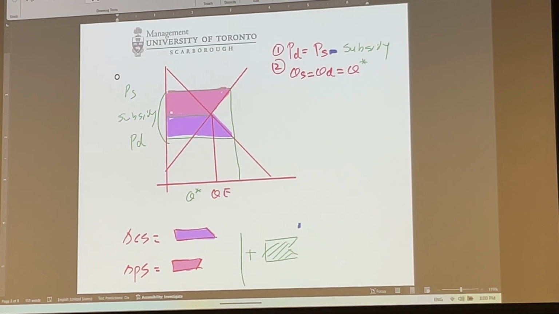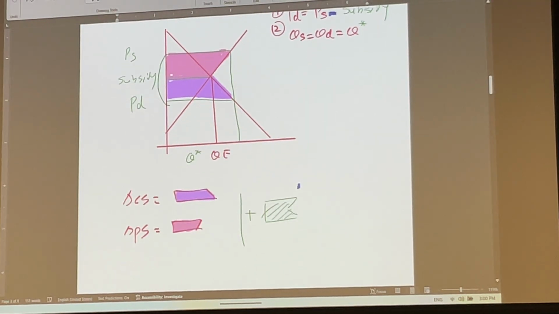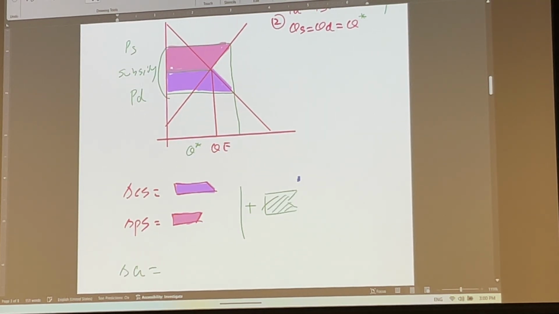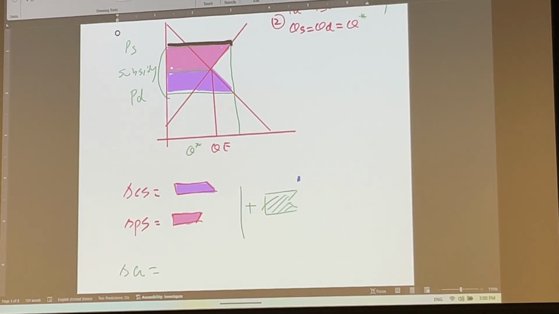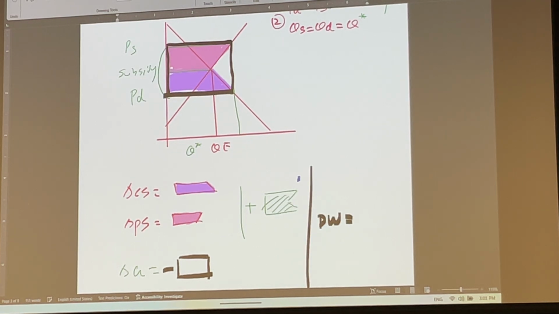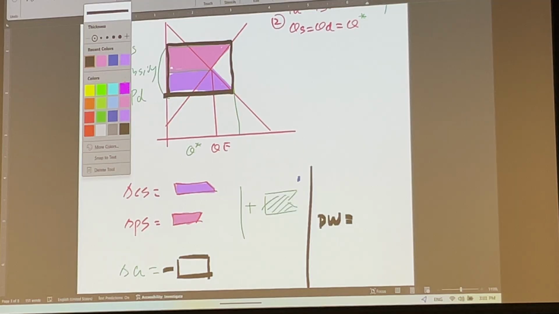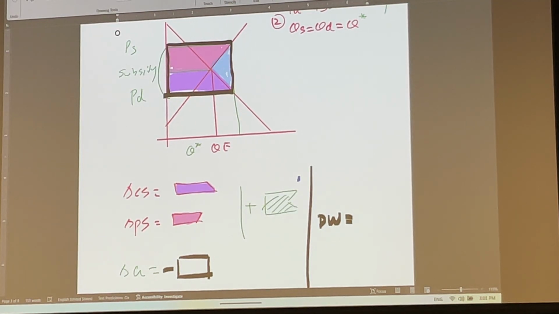Yeah? Government loses. No, there's a government there. There's a government providing the subsidy and the government spends this money subsidizing the good. That is the subsidy. So deadweight loss becomes this area. That is deadweight loss. Basically a subsidy that nobody gets.